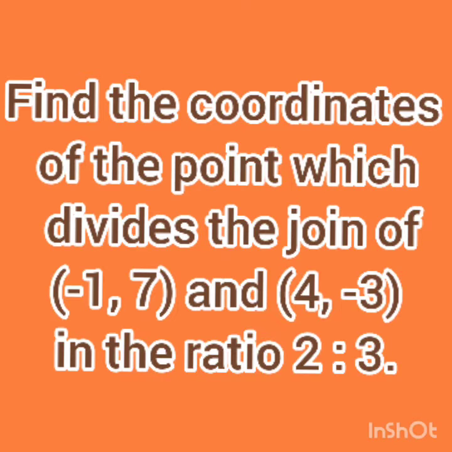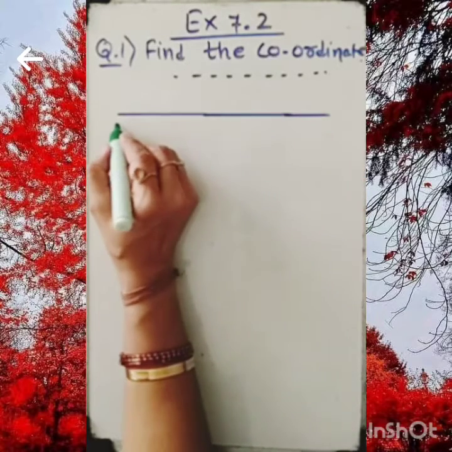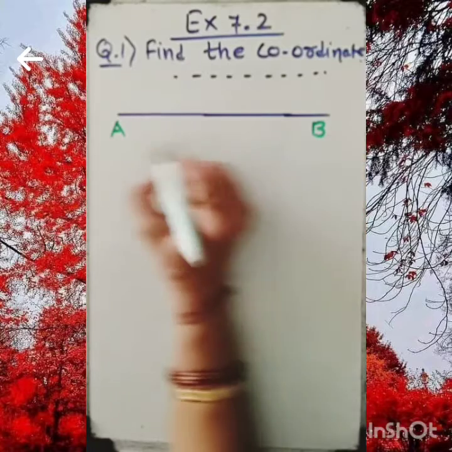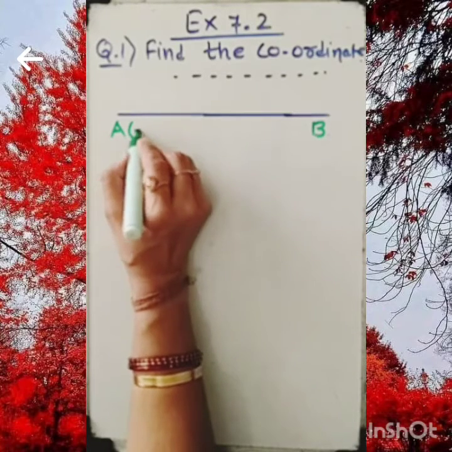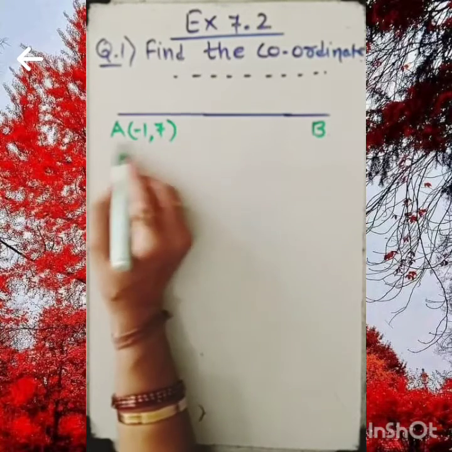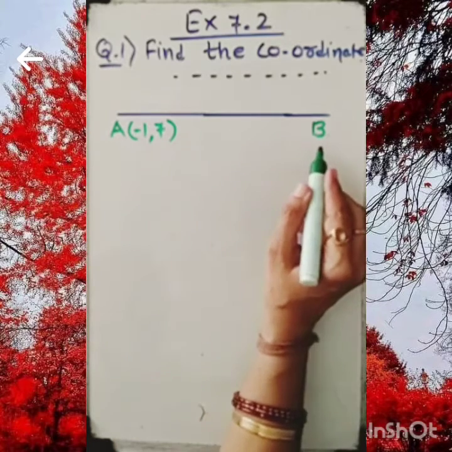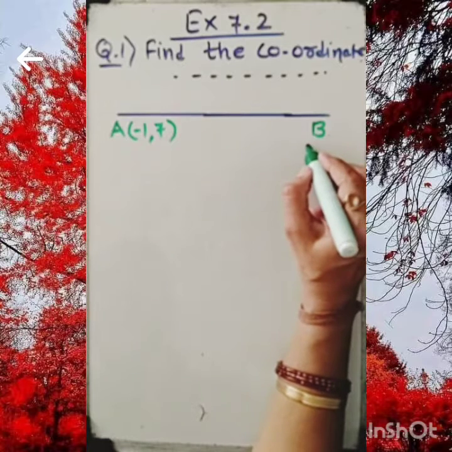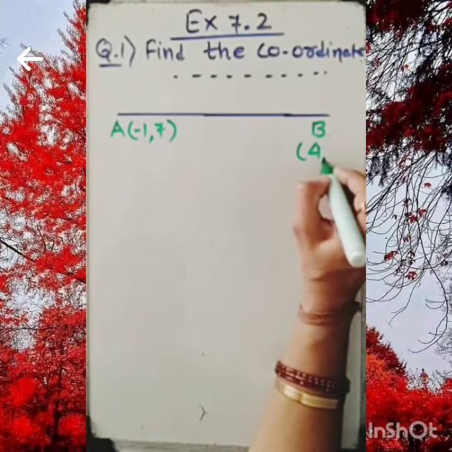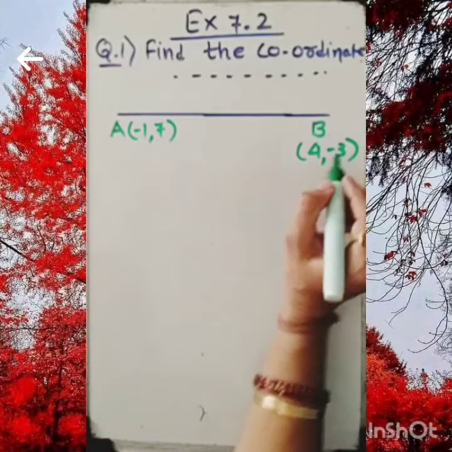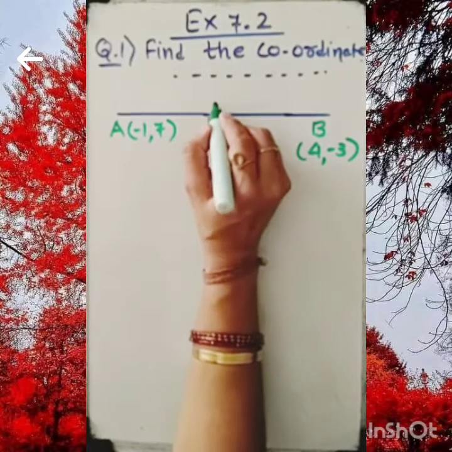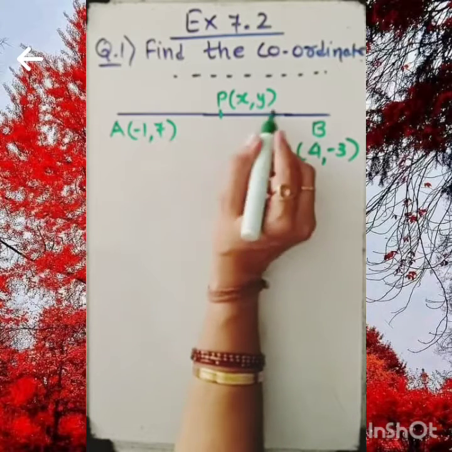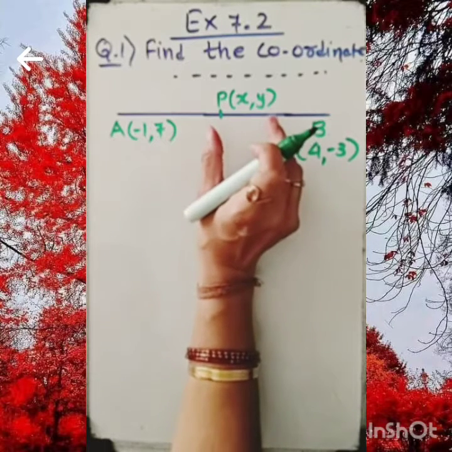So dear student, here you can see one line segment I have drawn. This is point A and this is point B. The coordinates of A are -1 comma 7 and for B it is 4 comma -3. And P point lies somewhere in between, so I am considering P point whose coordinates are x comma y.